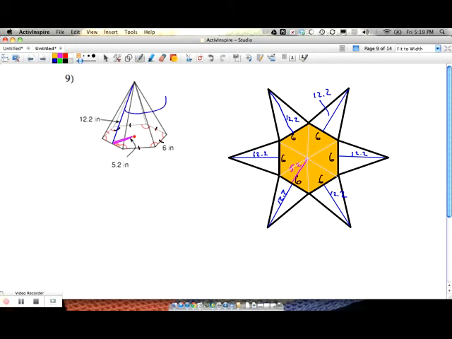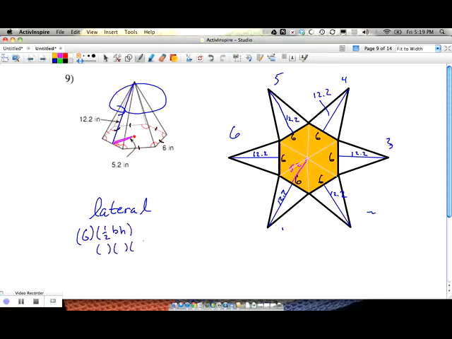Let's find the lateral area, or the area around the outside here, around the lateral piece of it. Lateral area is going to be all those triangles. How many of them do we have? We got 1, 2, 3, 4, 5, 6 of them, which makes sense because it's a hexagonal pyramid. So 6 times, what's the area of just one triangle? Well, it's half base times height.